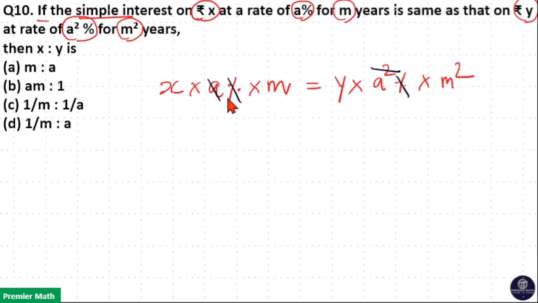Now, M and one M from the M square cancel. Now, remaining is X by Y, which is equal to, here it is 1, here it is A and M. So, AM divided by 1 is X is to Y. So, option B is your answer.